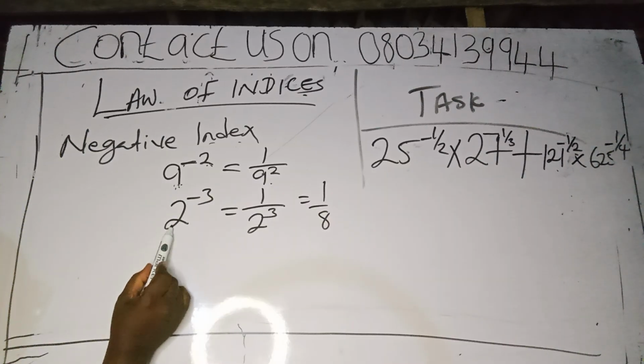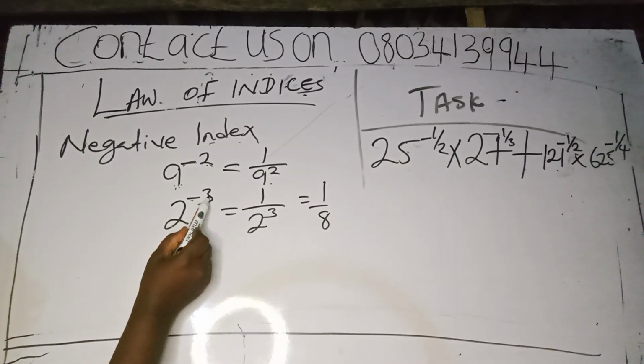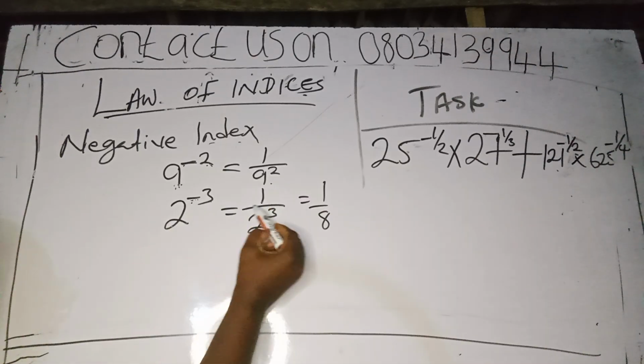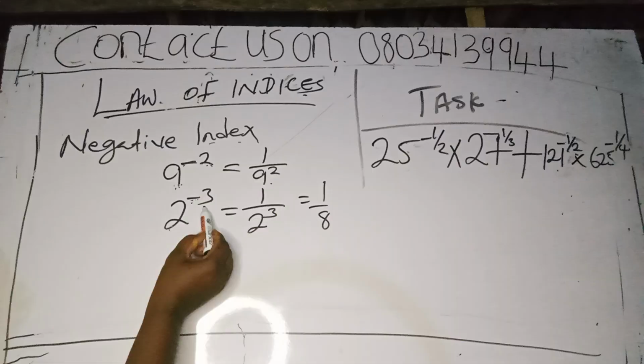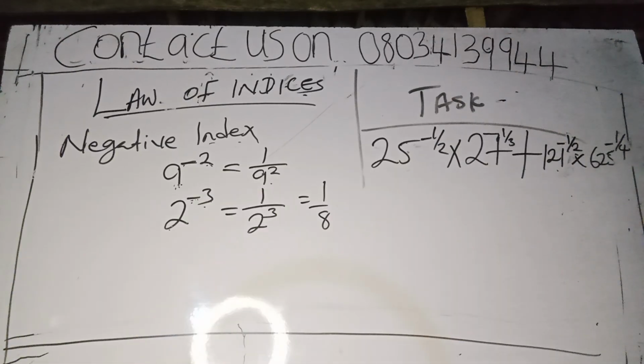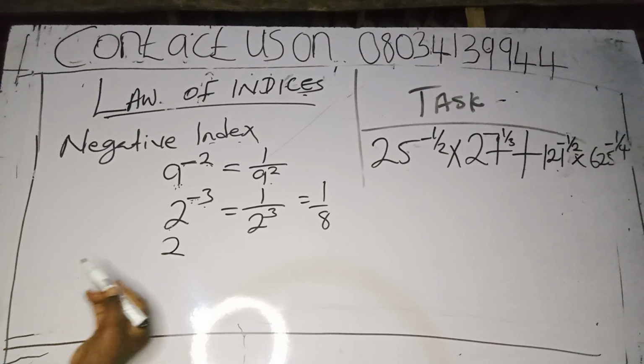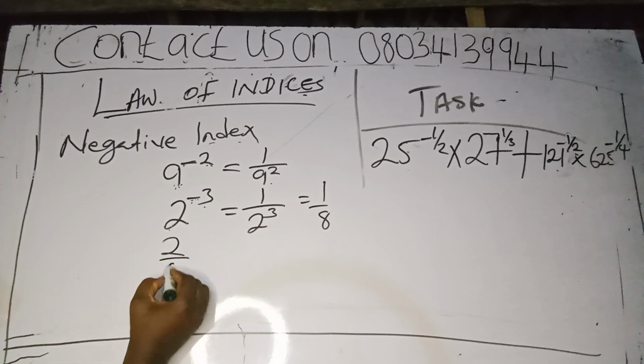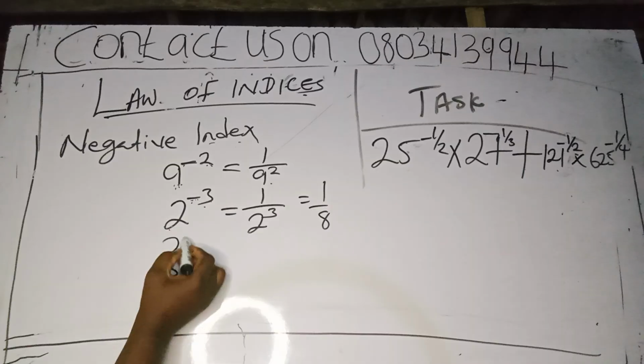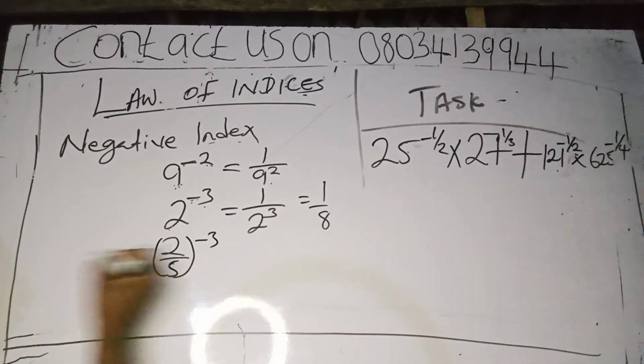Anytime we have a base raised to a negative power, this negative is simply the reciprocal of the base together with its power. But there is a special case of this. Anytime we have the base occurring as a fraction, like 2 over 5 raised to power of minus 3.